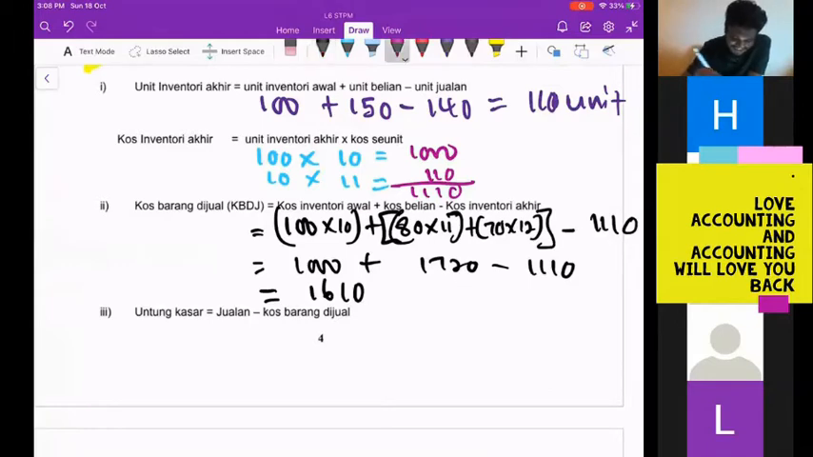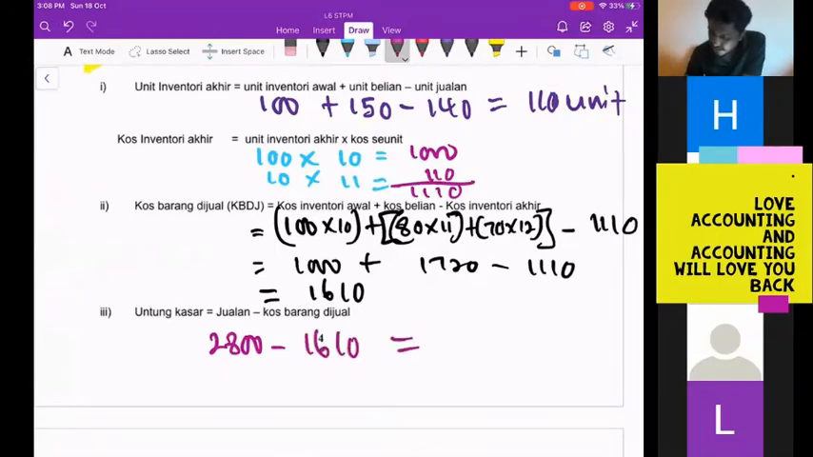Okay, jualan. Just now I remember, 2,800. The question already told me jualan. You can see the snapped picture. Tolak dengan cost barang dijual is 1610. So my untung is 2800 minus 1610. I get 1190 as my untung kasar. See how whenever your inventory akhir changes, whenever you use a different method, you get a different untung also. Done? Can I continue?